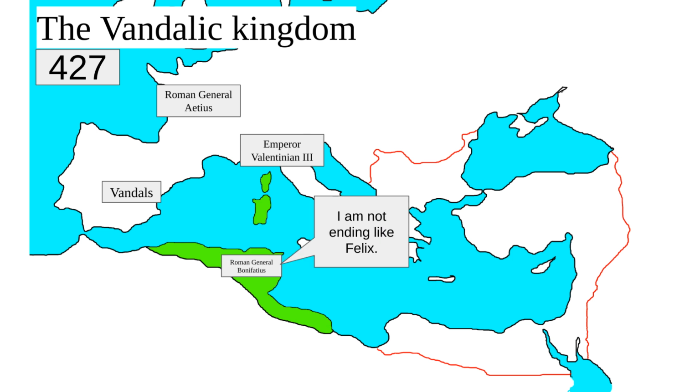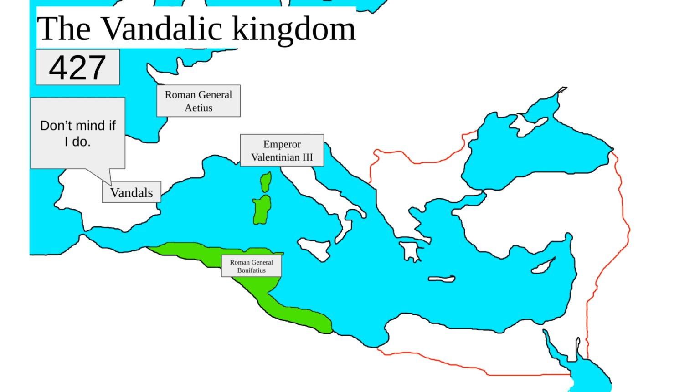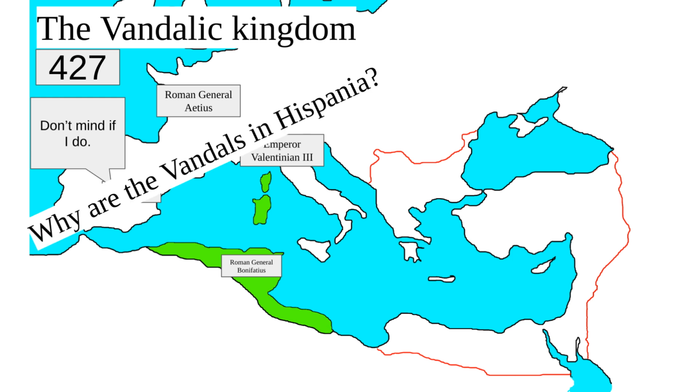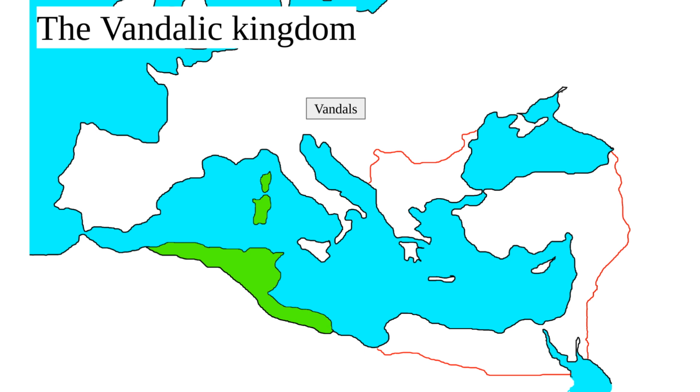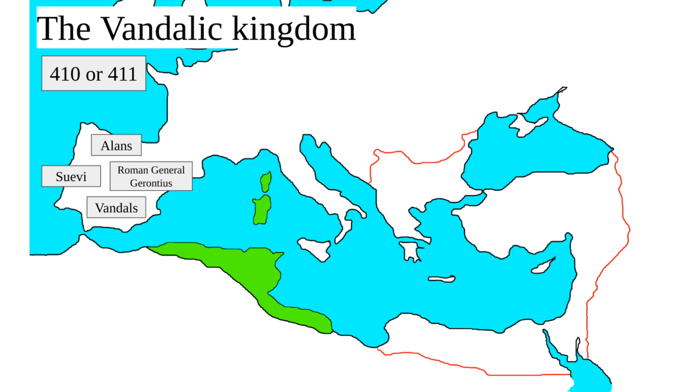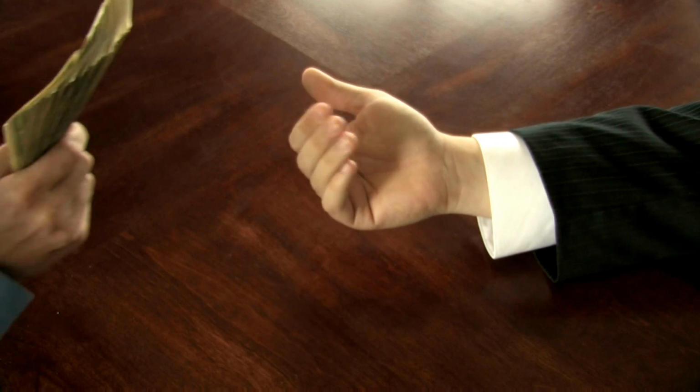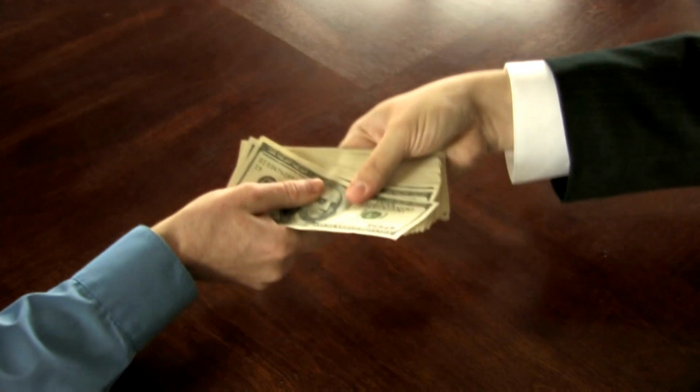Bonifatius didn't want the same fate as Felix, so he asked help from the Vandals, who were in Spain at the time. But why were the Vandals in Spain? The more useful account about them comes from the years 410 or 411, where the Vandals, the Alans, and the Suevi allied with a Roman general, Gerontius, who revolted against Honorius and Constantine, after Honorius recognized Constantine III as co-emperor.